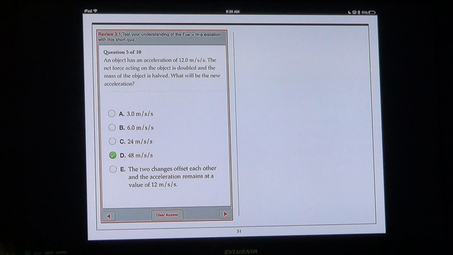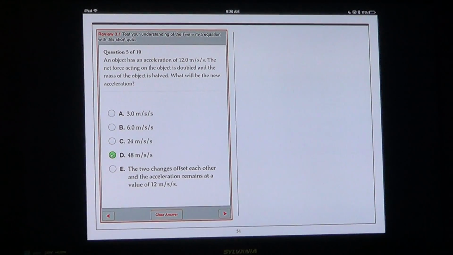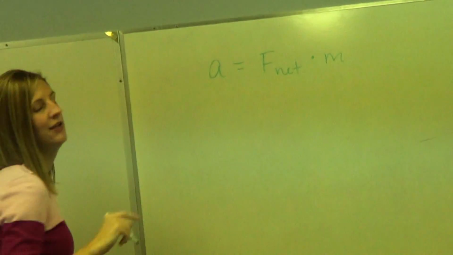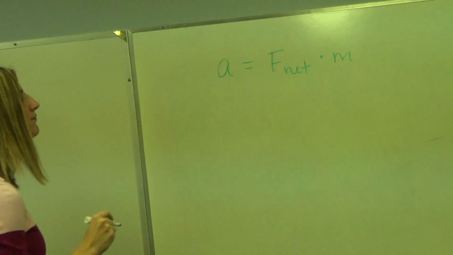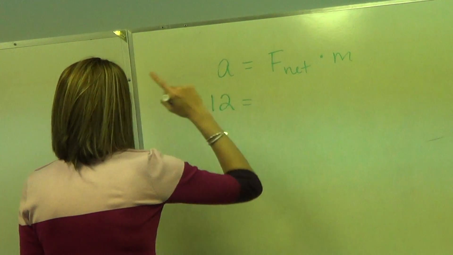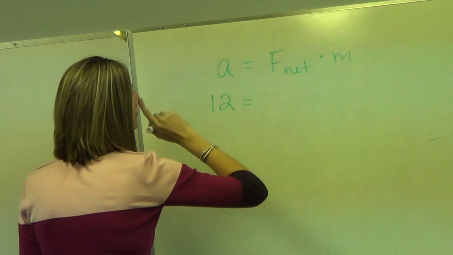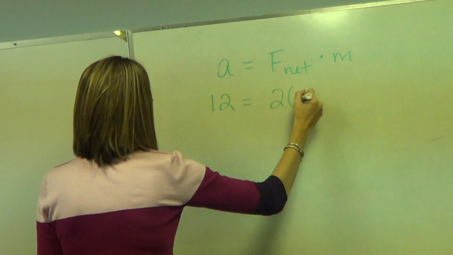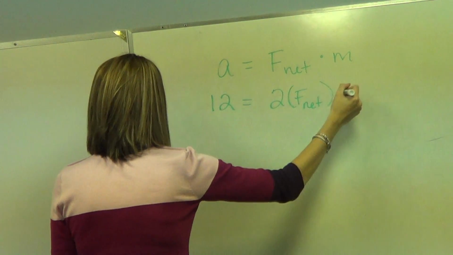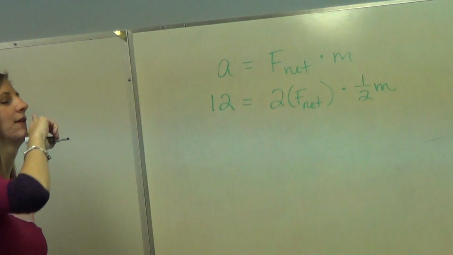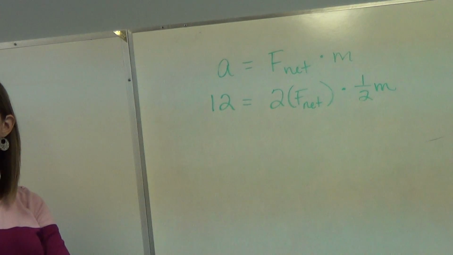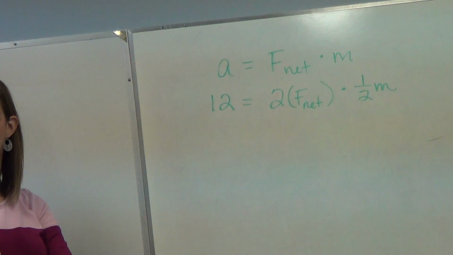Okay, so the acceleration, well, acceleration equals net force times mass. If the acceleration is 12 and the net force is doubled, and the mass is halved. Oh, I multiplied 12 times 2 and then I divided it by 2 and that's why I got B.